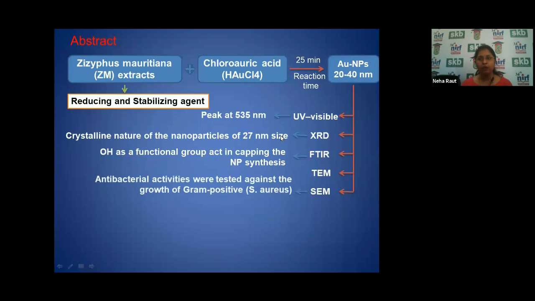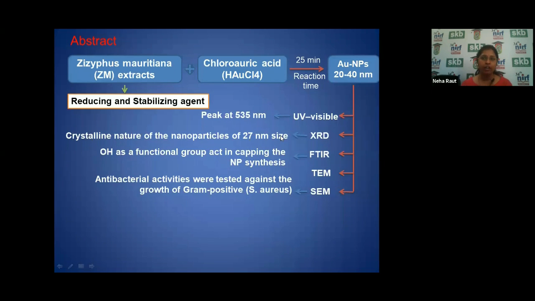TEM is again the one which gives us a confirmation regarding the size of the nanoparticle. And the next is the SEM. Now here you can see, which is very different, we will discuss in the result and discussion. The antibacterial activities were tested against the growth of gram-positive bacteria, that is S. aureus, and they confirmed it with the help of SEM.